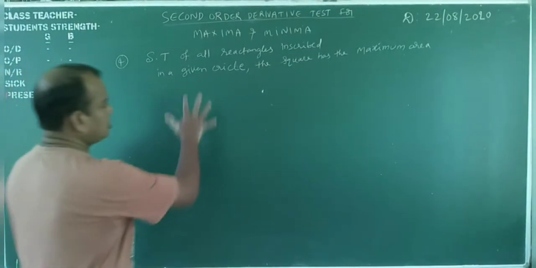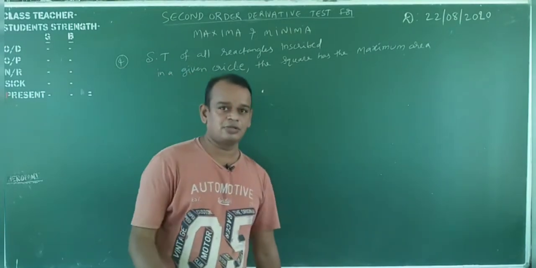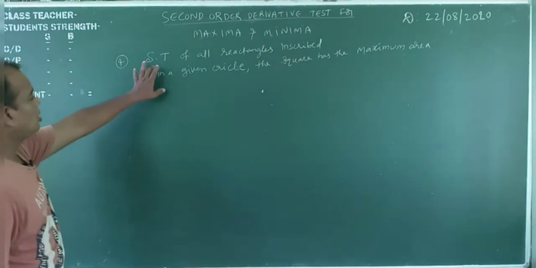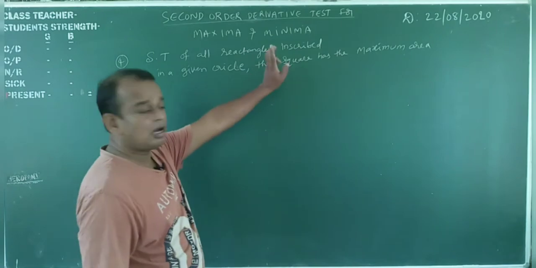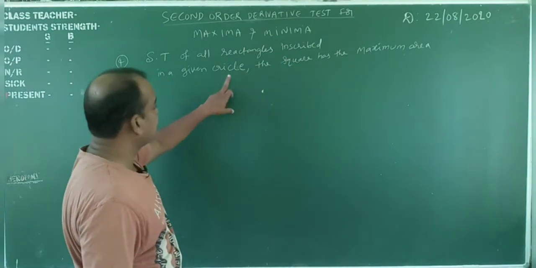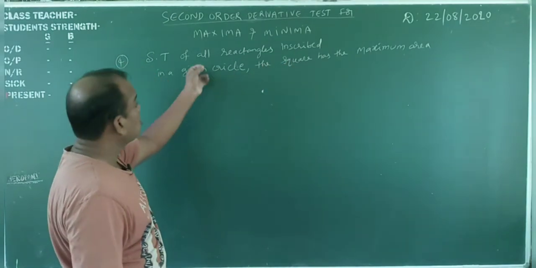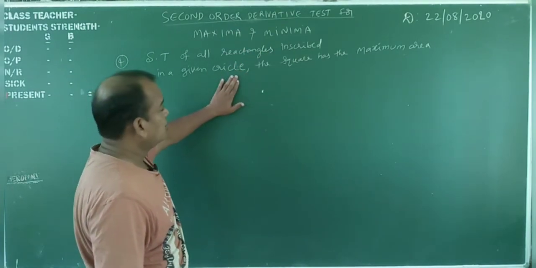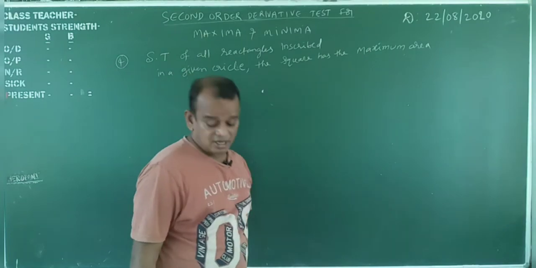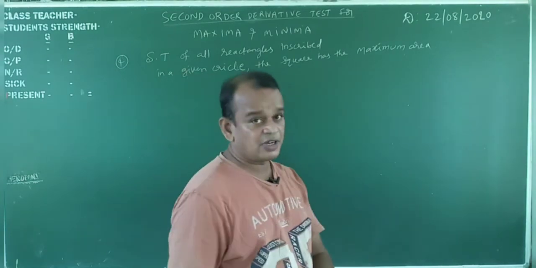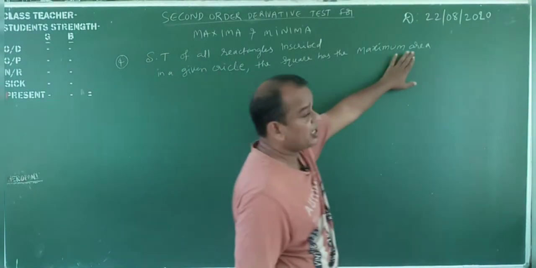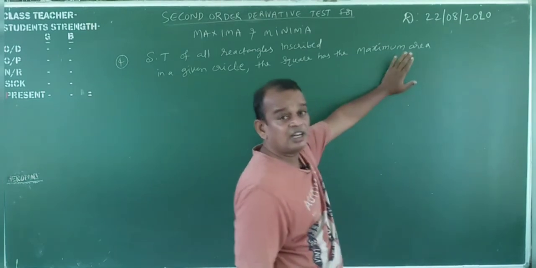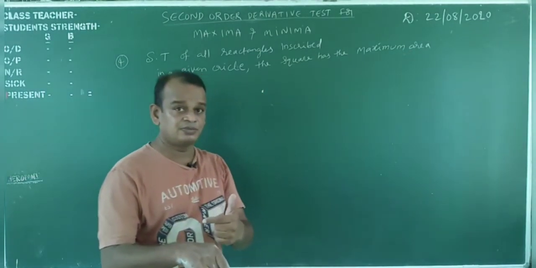Okay, my dear students, read this problem. Next question: show that of all the rectangles inscribed in a given circle, the square has the maximum area. What is the meaning of that? Here, what is the function? Observe, maximum area. Which area is maximum? Rectangular area is maximum.